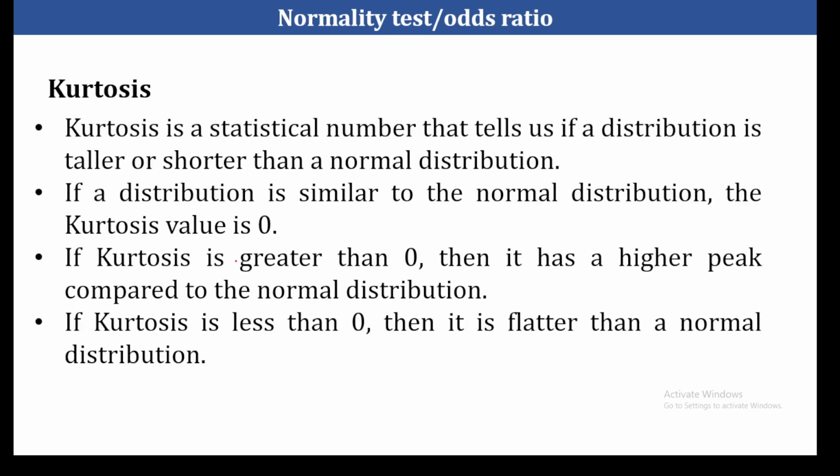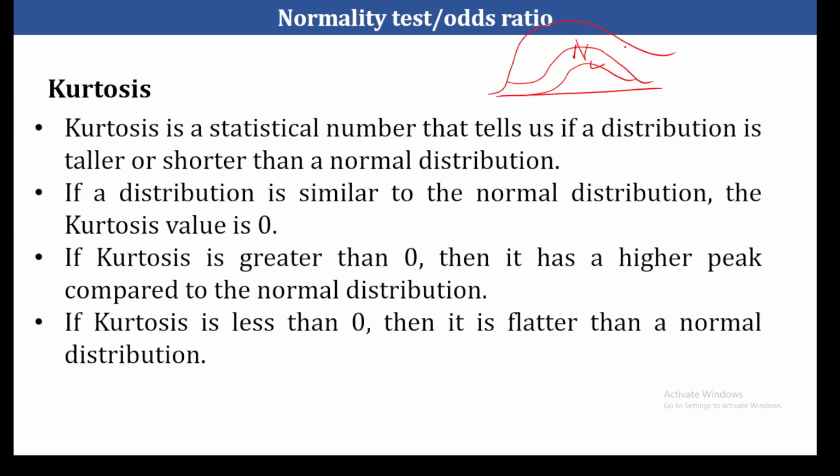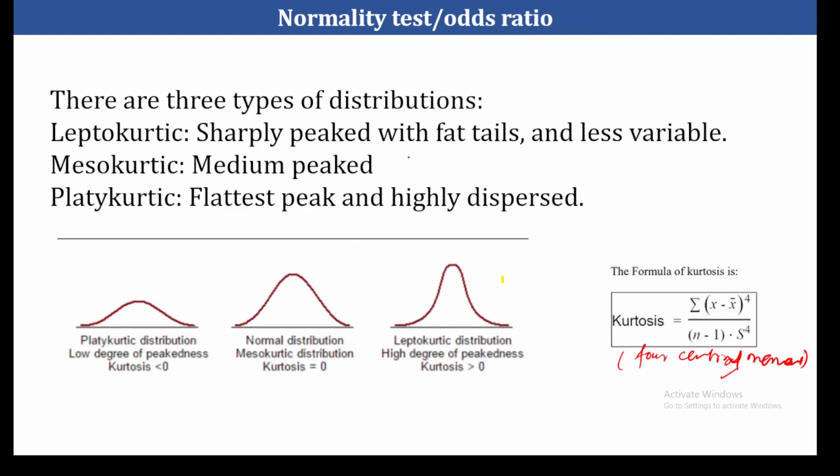Then kurtosis is the statistical number that tells us if a distribution is taller or shorter than the normal. Let's say this is our normal distribution. So kurtosis is going to define whether it is this one or this one. So this is our normal. This will be platykurtic and then leptokurtic. Leptokurtic is sharply peaked with fat tails and less variable. Mesokurtic, medium tails, and then platykurtic, the fat tails.